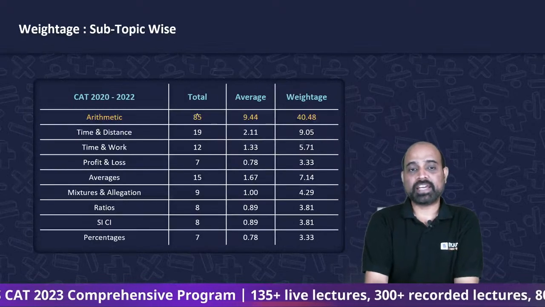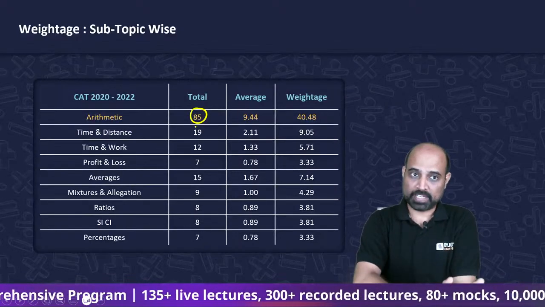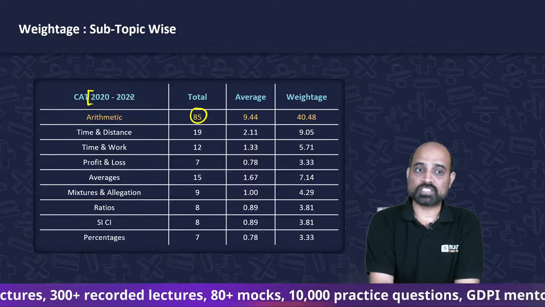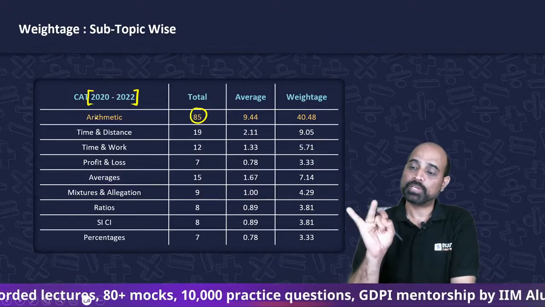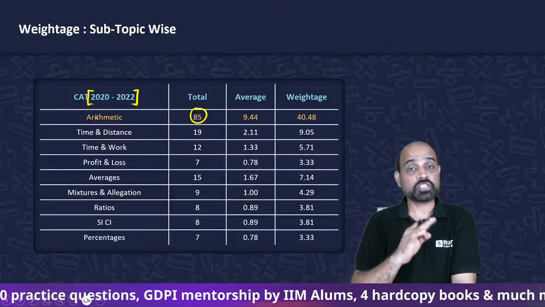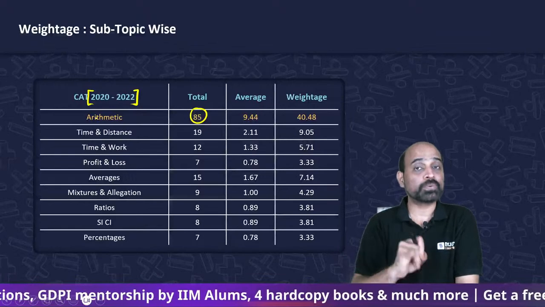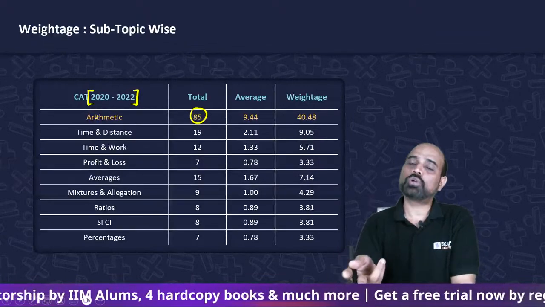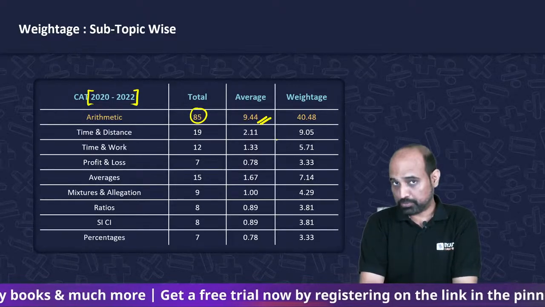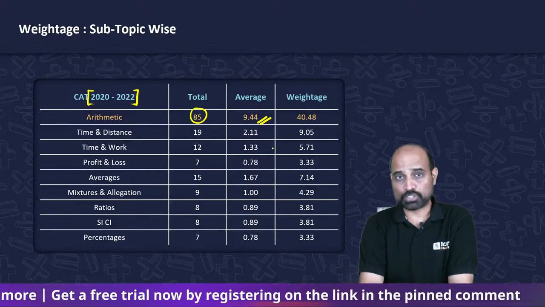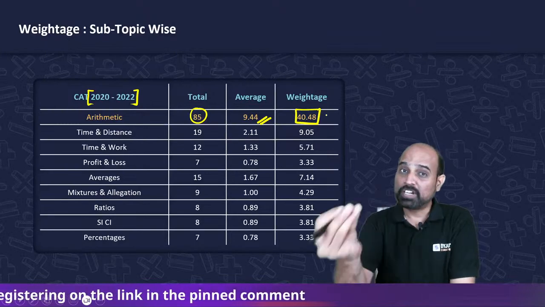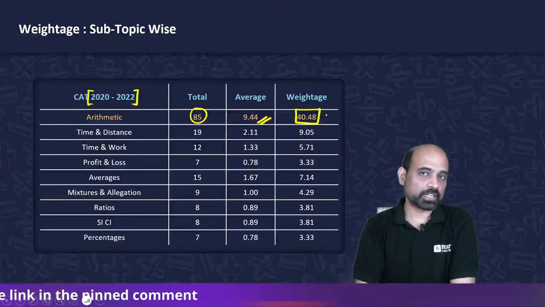Now, if you look at the subtopic arithmetic, what all comes inside arithmetic? There have been a total of 85 questions in the last 3 years, 2020, 2021, 2022. Now you are wondering how there can be 85 questions in 3 years. This is across all the 3 slots of CAT 2022 and 2021 and across the 2 slots of CAT 2020. The average number of questions has been 9.44, which is 9.5 questions in every slot. And the weightage is above 40%. As in, out of every 10 questions, a minimum of 4 questions are from arithmetic.